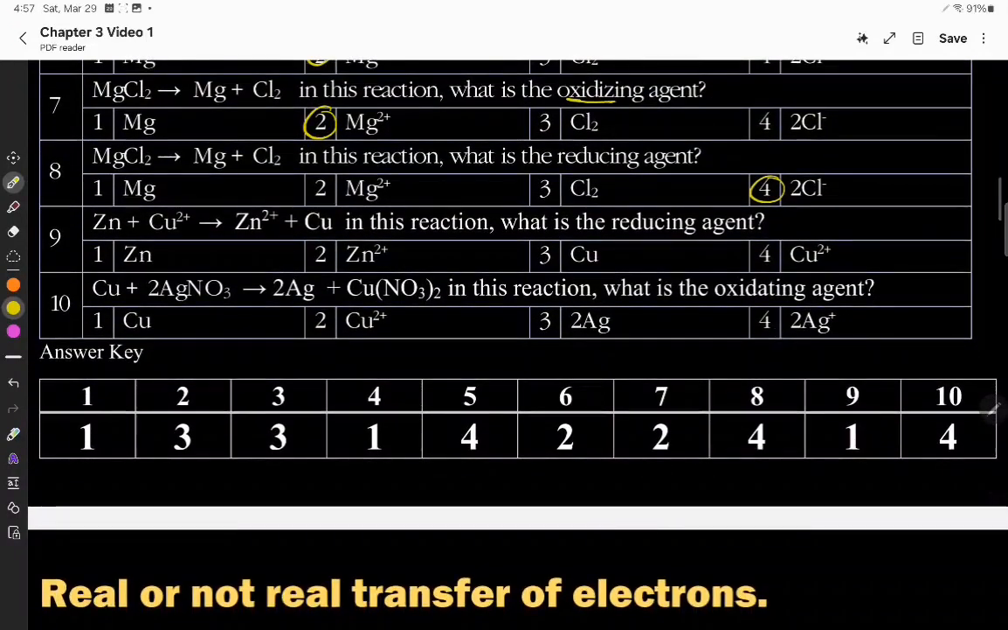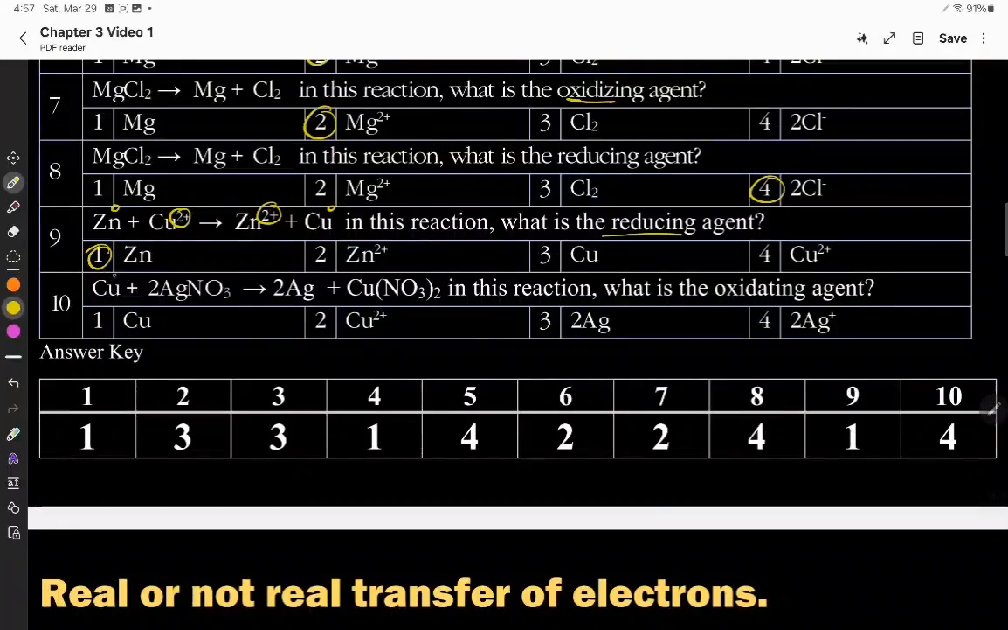And the question after it: zinc from 0 to 2 positive, what happened to it? Oxidation. Copper from 2 positive to 0, what happened to it? Reduction. What is the reducing agent? The reducing agent, which is oxidized, is zinc. So number 9, the answer is 1.